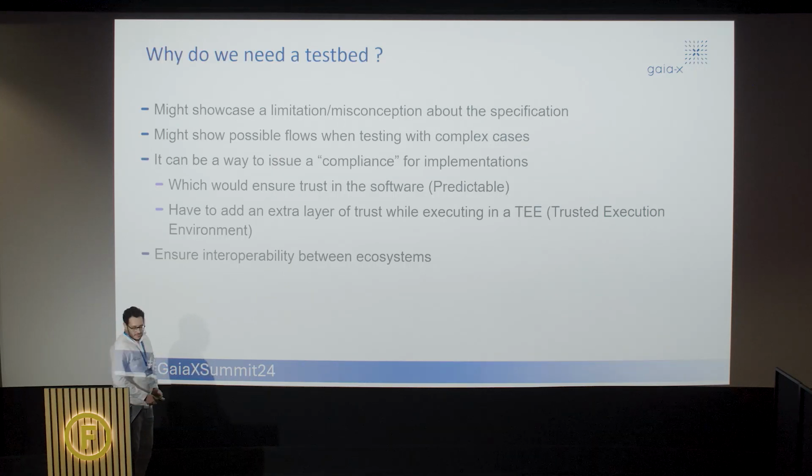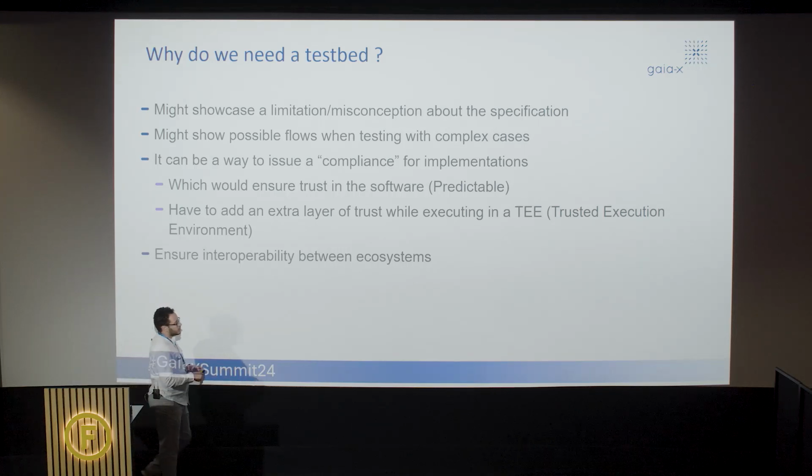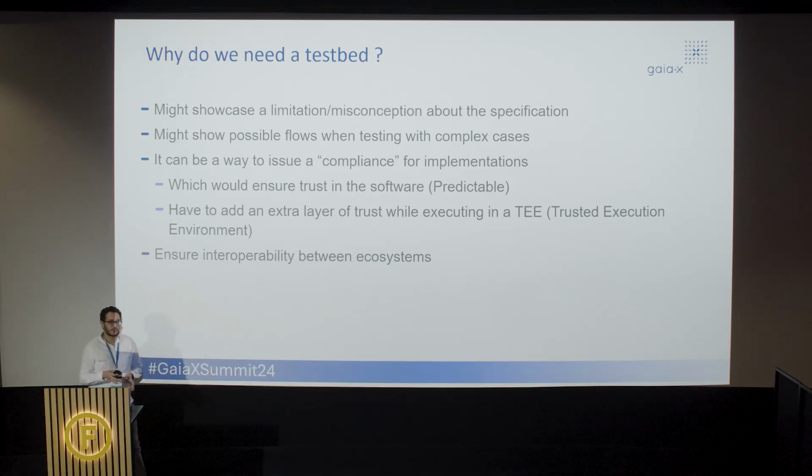So why do we need this? As already mentioned, it might also showcase some limitations and misconceptions about the specification that sometimes happen. It can also show some possible flaws when testing with complex cases. Sorry, I think there's a spelling mistake. It can also be a way to issue a compliance to evaluators which correspond to the expected outputs that we want.